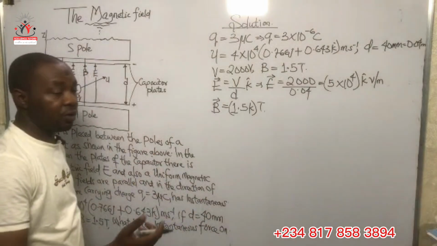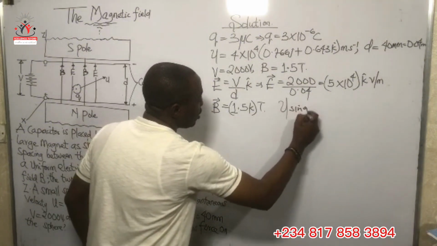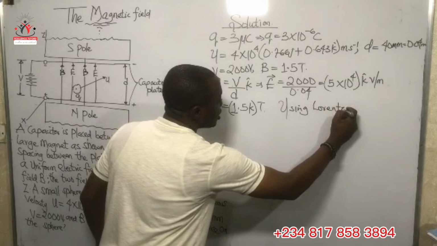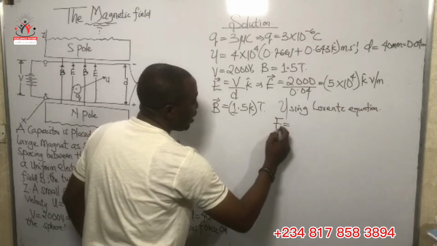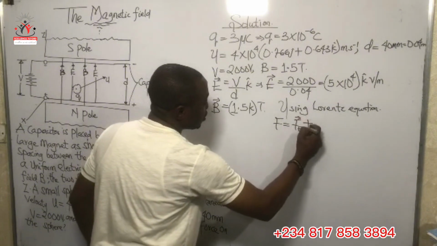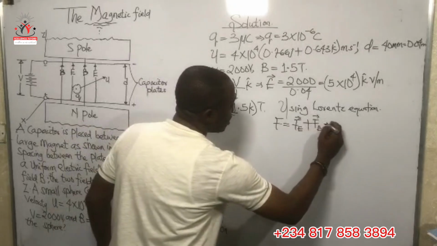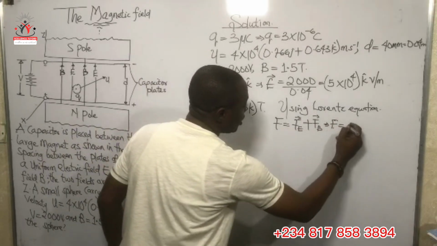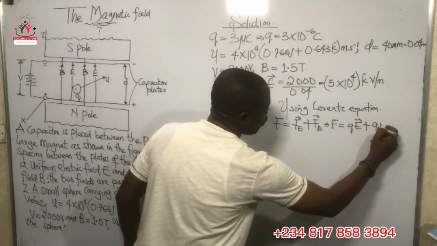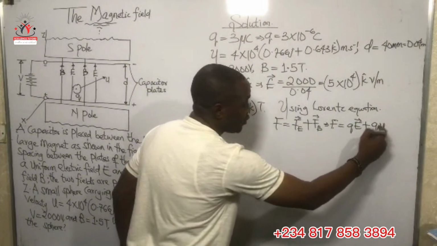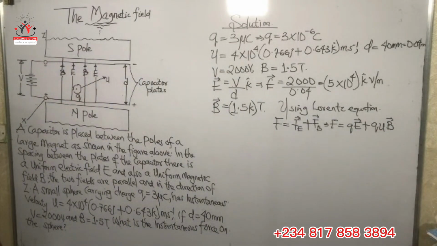Magnetic force. And that is the Lorentz equation. So using the Lorentz equation, we have F equals the electric force plus the magnetic force. We know that the electric force will be Q times the electric field vector, and the magnetic force will be Q times the instantaneous velocity cross the magnetic field vector.